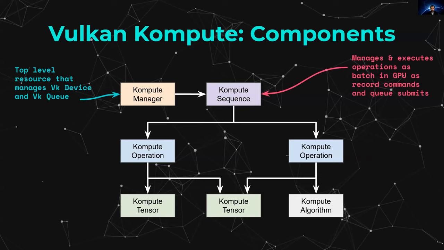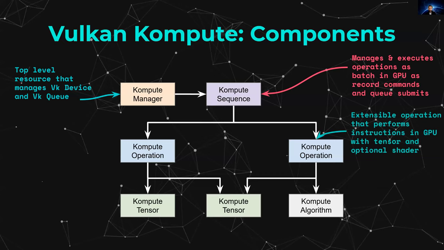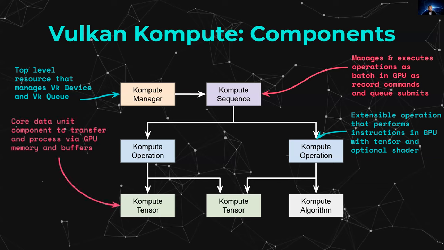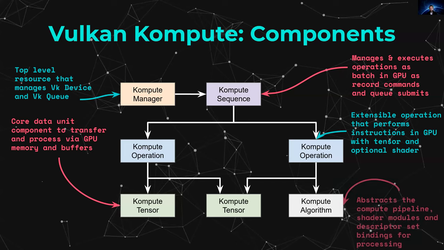You would then have sequences, and sequences are basically single or batches of operations to run on the GPU, right? That's basically what a sequence is. And you can have multiple sequences with multiple operations. Each sequence can have one or many operations, and each operation performs a specific action. An operation can have one or multiple tensors, and tensors are abstractions over GPU and CPU memory, as well as the workflows related to moving the memory around. And optionally, it can also have what in the compute world is referred to as an algorithm.